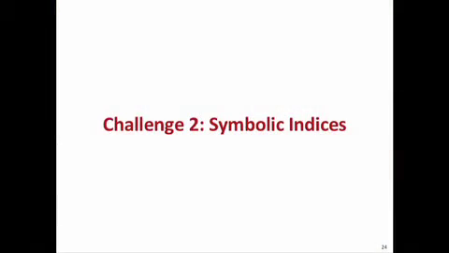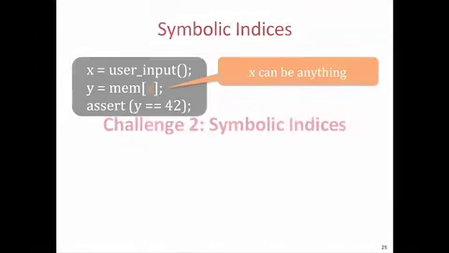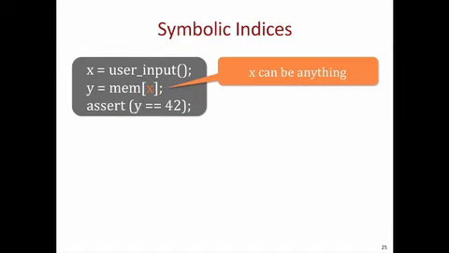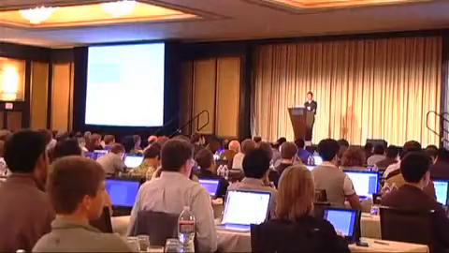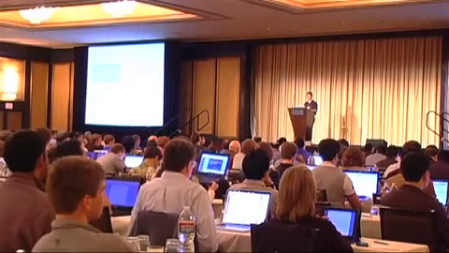The second challenge is symbolic index. What I mean by symbolic index is that if user input is used as an index to access the memory, then we call it a symbolic index. So in this case, variable x is symbolic, which means it is from user input, and it is used to access the memory as a memory index. So this is the symbolic index.